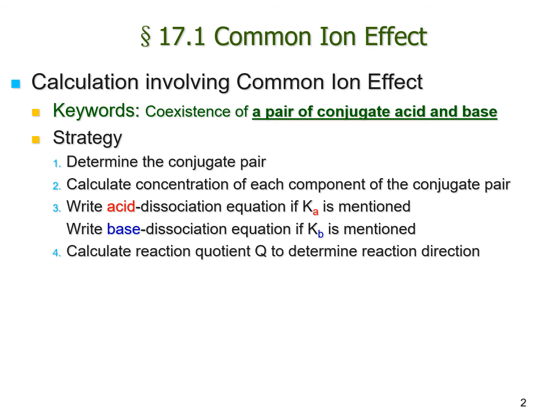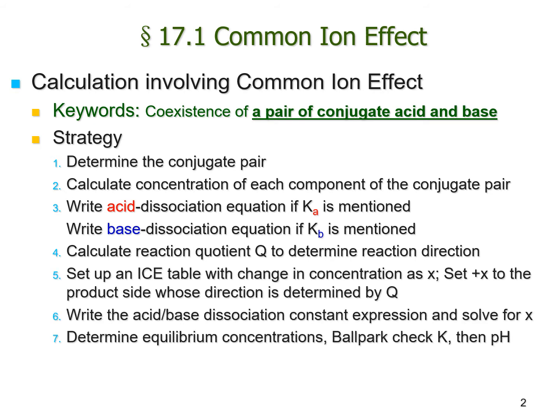Before we set up the ice table, first we need to know which direction this equilibrium is going to shift. It is not like an acid or base dissociation equation, where the equilibrium always shifts to the product. But for the common ion effect, no. It could go reverse. That is why we need to calculate the reaction quotient Q to determine which direction this equilibrium shifts, so that we can add X to the product side of this equilibrium, determined by the Qc.